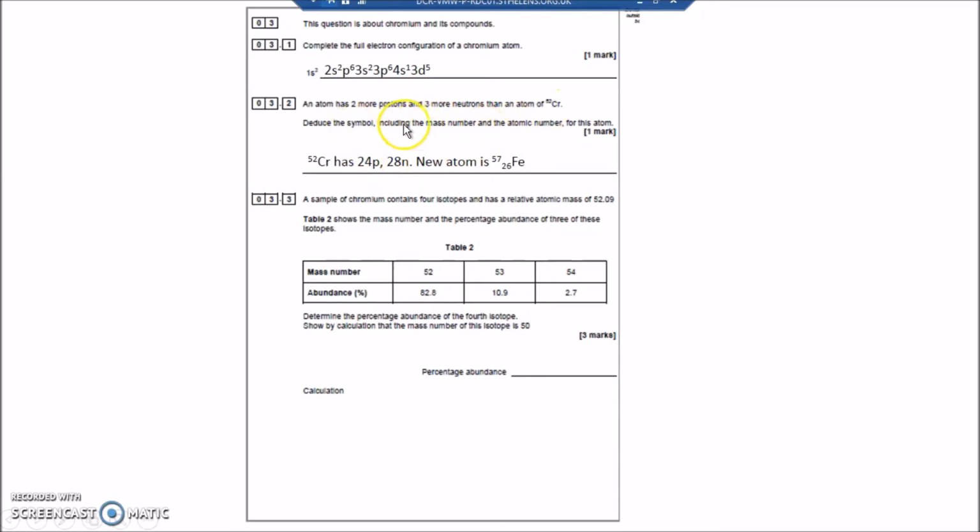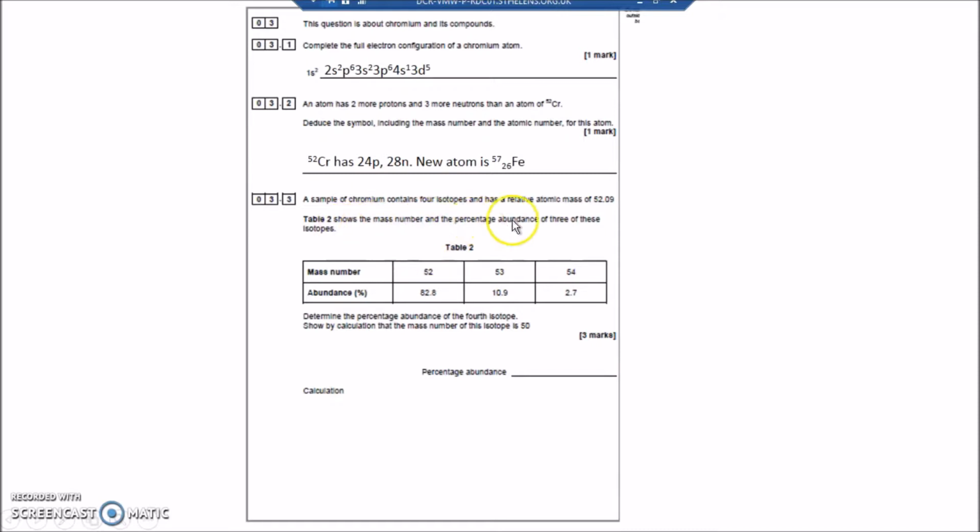Now it says, deduce the symbol of an atom that's got 2 more protons. So instead of 24, it's now got 26, and 3 more neutrons, so instead of 28, it's got 31. 31 add 26 is 57. So it's 57 26 Fe.